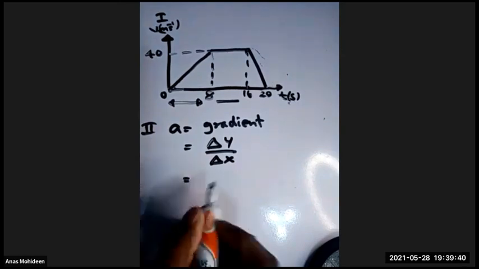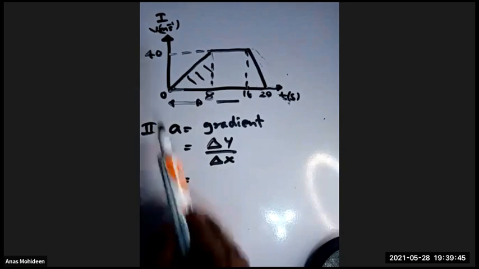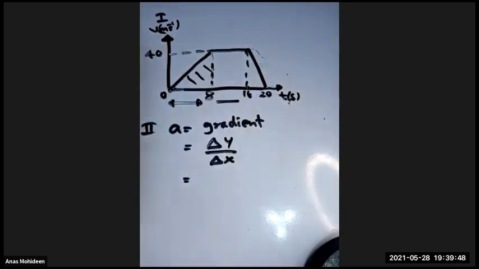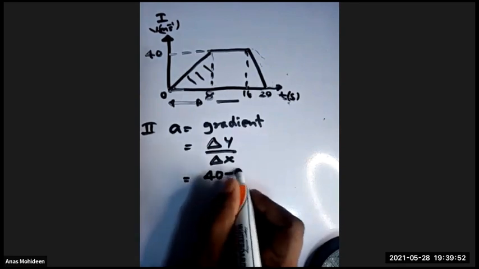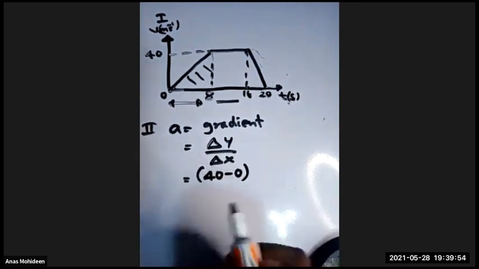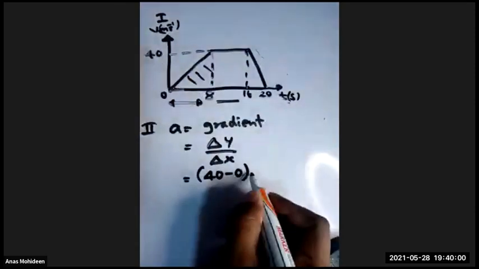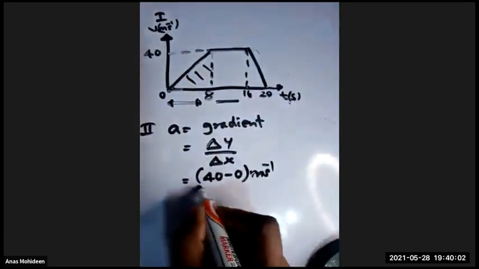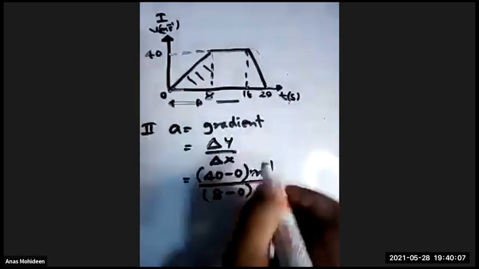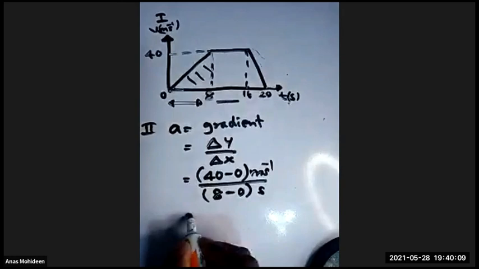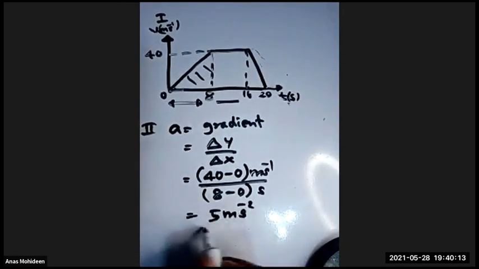So when you take this graph, the y coordinates are 0 to 40 and the x coordinates are 0 to 8. I'm going to take the y coordinates: 40 minus 0. Since we are taking the difference, we subtract. So 40 minus 0, the unit is m/s, divided by the x coordinates 8 minus 0, which is time in seconds. The same way you get the final answer, 5 m/s².